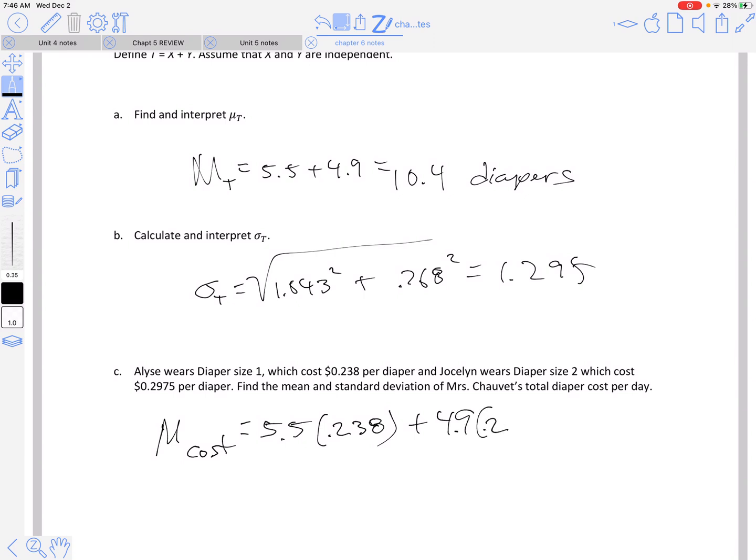We can add, we can multiply, plus 4.9 times the cost of those diapers. And that'll give me $2.77 per day. Okay, now the standard deviation, be careful. We're adding, so you cannot add standard deviation, but you can add variance.